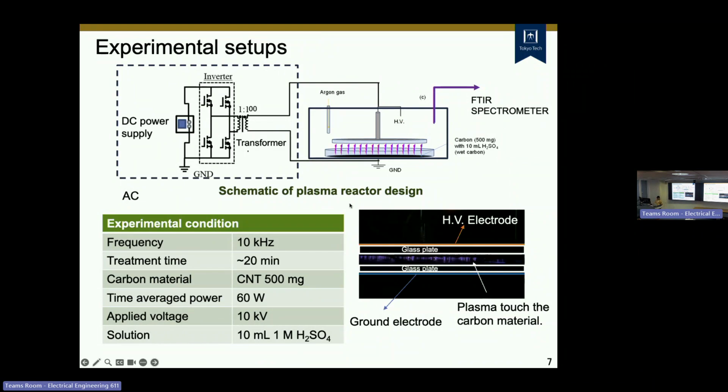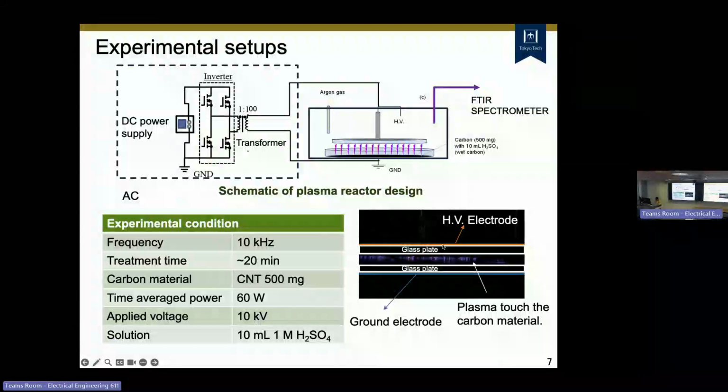This is my experimental setup. Firstly, the power source is an AC power source. And the plasma reactor contains 2 glass plates, 2 metal electrodes, and a wet carbon. What wet carbon means is we just use 10 milliliters of sulfuric acid solution to wet the carbon material, and put the carbon material between these 2 glass plates and apply high voltage on the upper glass plate. Then the plasma will be generated between the glass plates, just like in this video.